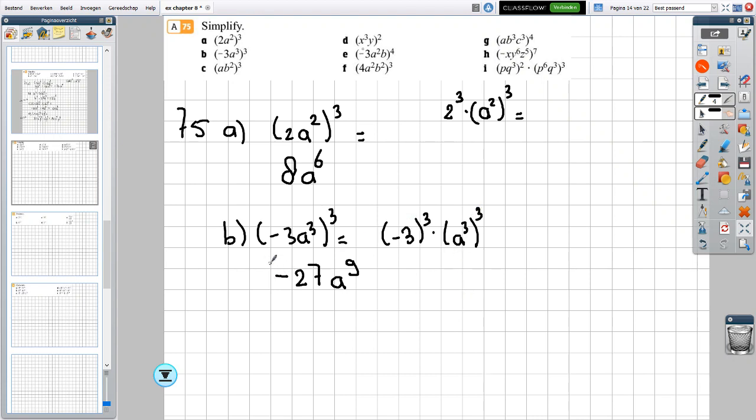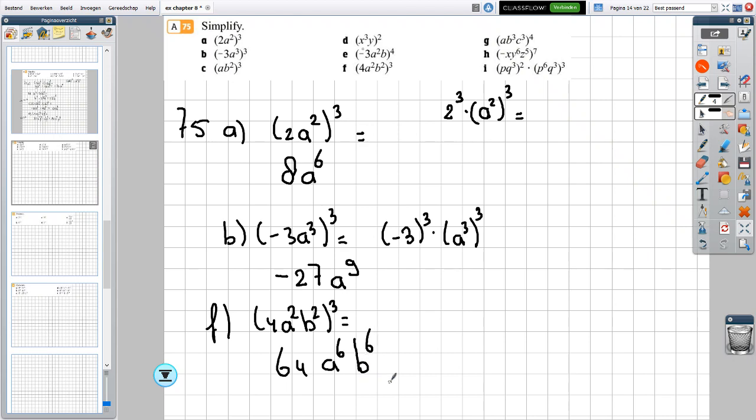Okay? Let's take a look at a more elaborate one. Let's take a look at F. 4a squared b squared to the third. Again, everything inside of the brackets is going to be to the third power. So 4 to the third power is going to be 64. A squared to the third power is a to the 6. And b squared to the third power is b to the 6.